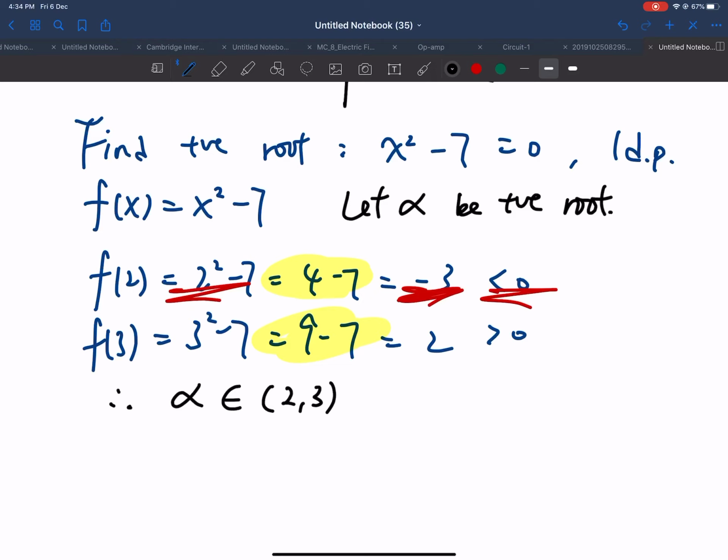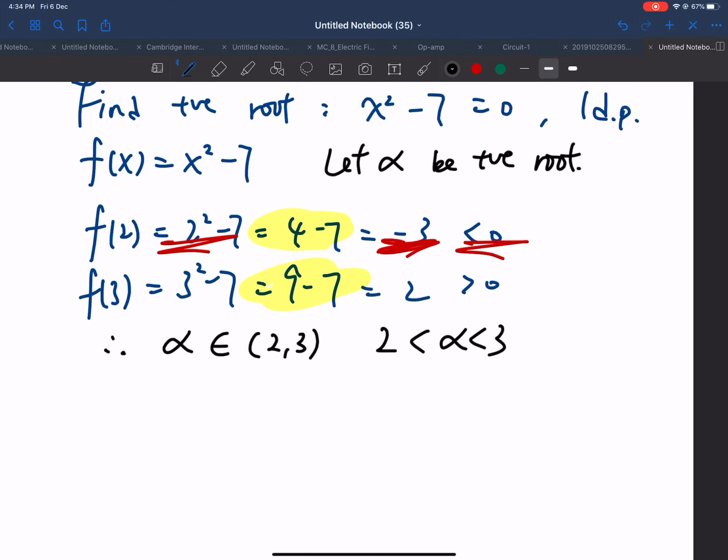Do you know what this statement means? Oh, alpha is between 2 and 3. Yes, it's included in between 2 and 3. Or you just say, why is it a comma? Shouldn't it be different? Yeah, that one, or like this. Yeah, that's okay.